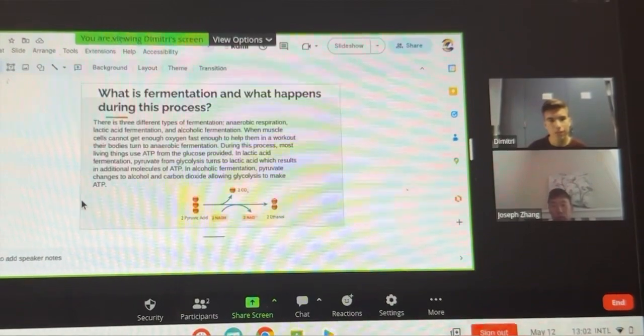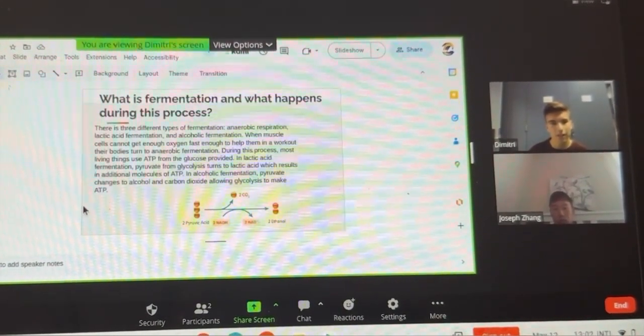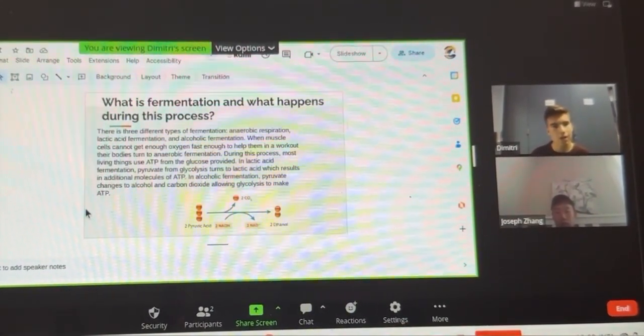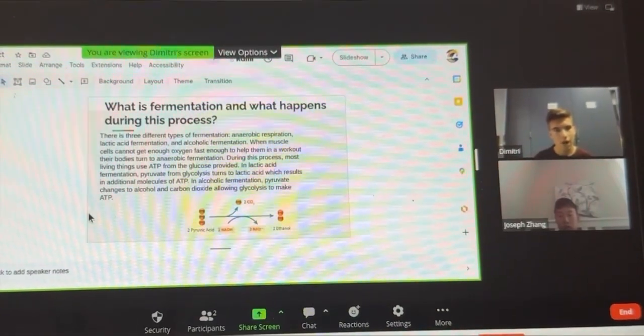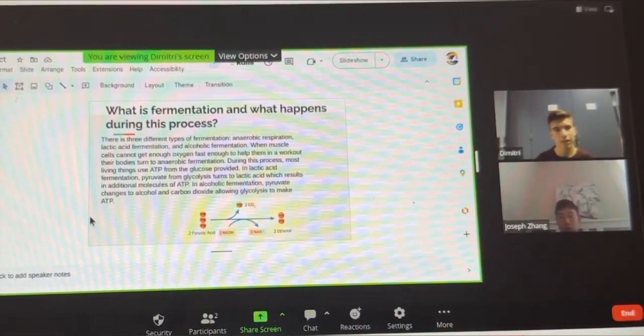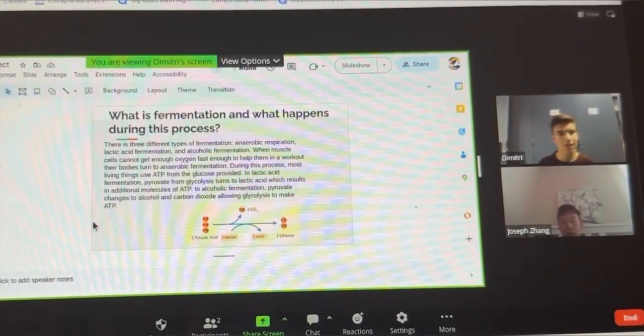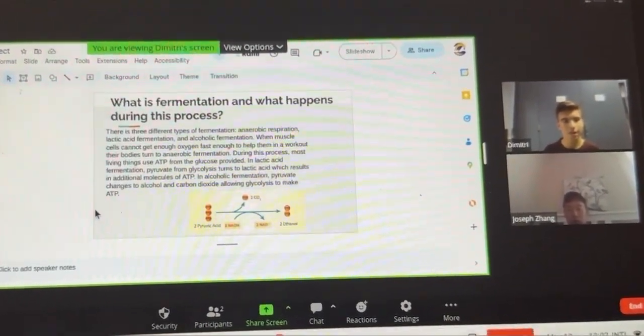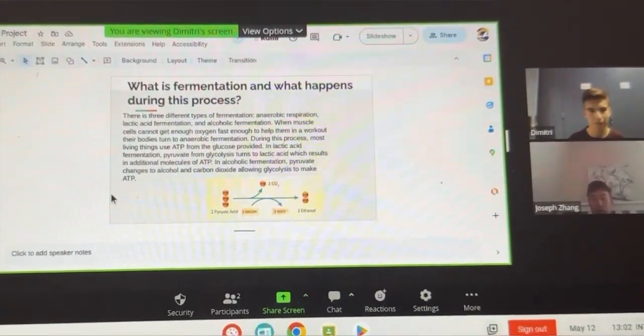Living things use ATP from the glucose provided, and in lactic acid fermentation, pyruvate from glucose turns into lactic acid, which makes additional molecules of ATP.